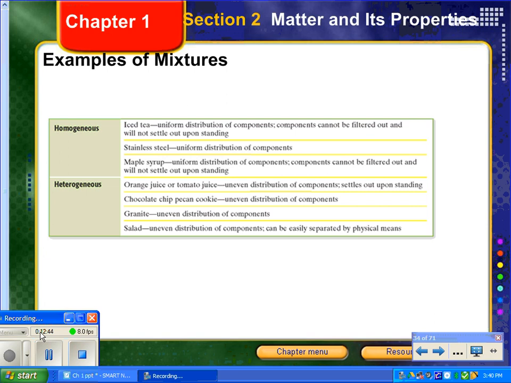Here are some examples of homogeneous and heterogeneous mixtures if you're having a hard time figuring any out.